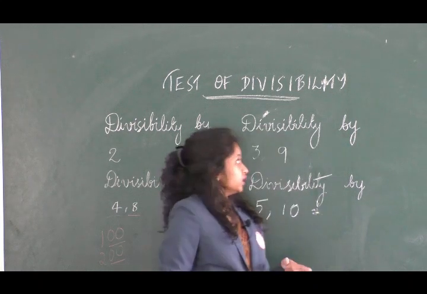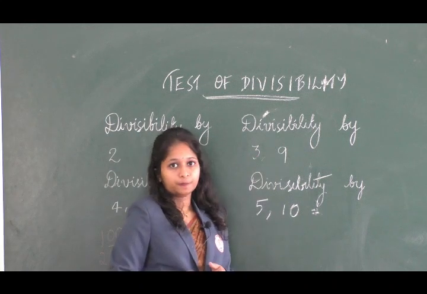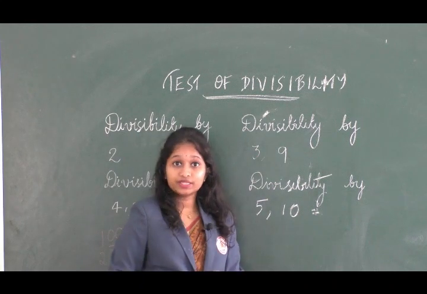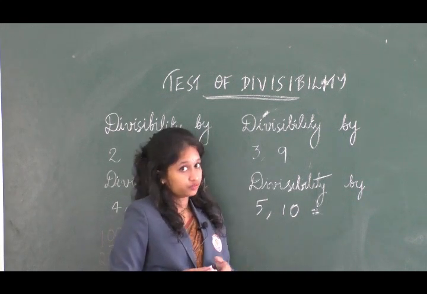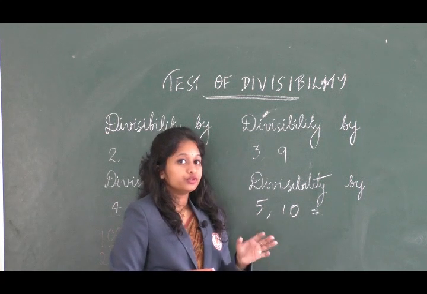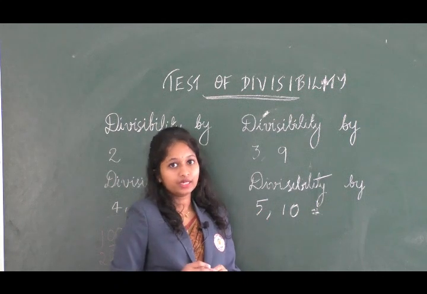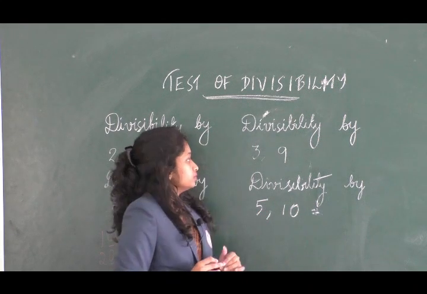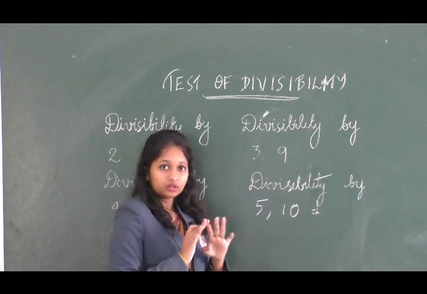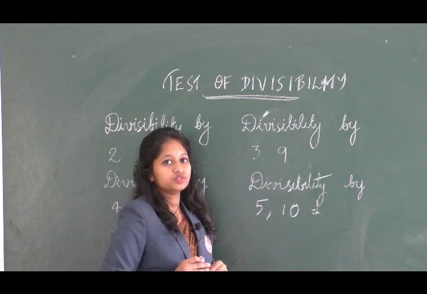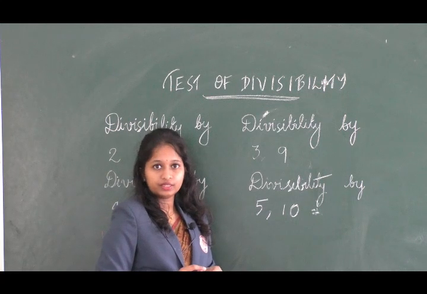Got it? Now let's move on to divisibility by 3 and 9. How can you check a number is divisible by 3? When you add the digits of the number, if you get a number which is divisible by 3, then the whole number is divisible by 3. In case of 9, if the sum of the digits of the number is divisible by 9, then the whole number is divisible by 9.